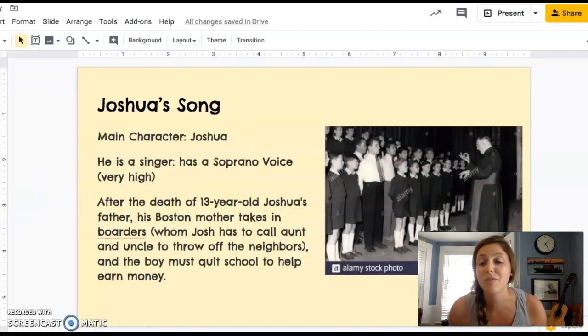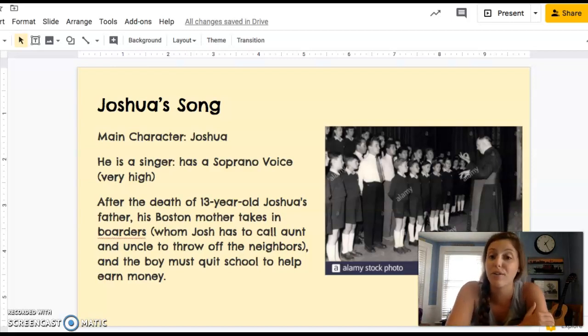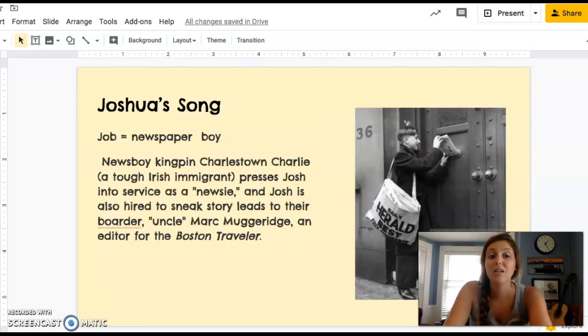Your main character's name is Joshua, and Joshua is a singer, and he has a very high soprano voice, which sounds super beautiful, and he's really well known for it. But after the death of 13-year-old Joshua's father, his Boston mother has to take in boarders, which Josh has to call his aunt and his uncle to throw off the neighbors so that they can try to get some money. And the boy has to quit school in order to help his mother start to make money. So what he does is he becomes a newspaper boy.